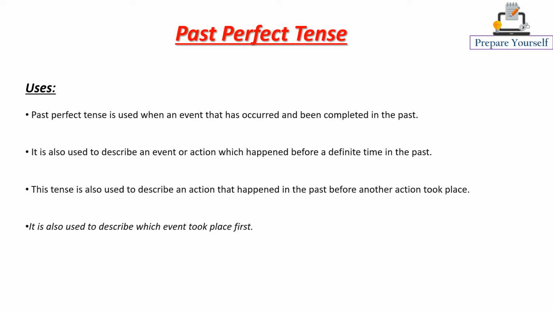Past perfect tense. Let's have a look at the uses of past perfect tense. Past perfect tense is used for an event that has occurred and been completed in the past. Let me give you one example. For example, I had to borrow money from my friend to reach home as I forgot my wallet at home. Everything in this incident has already taken place in the past.